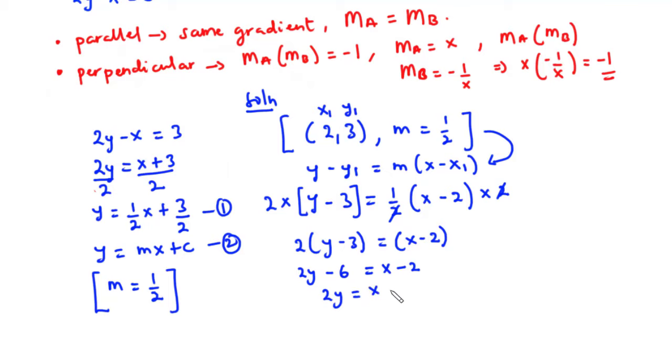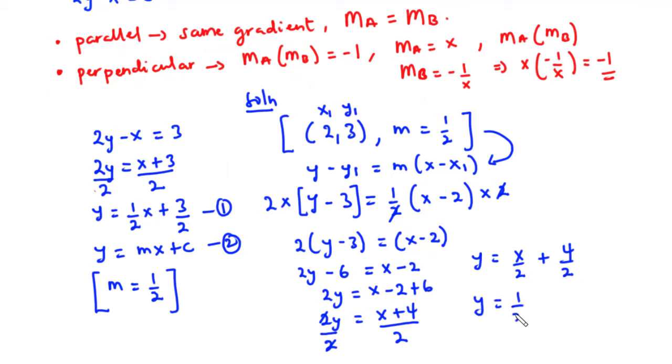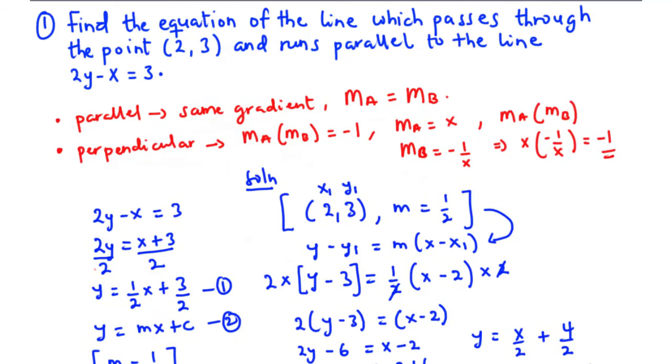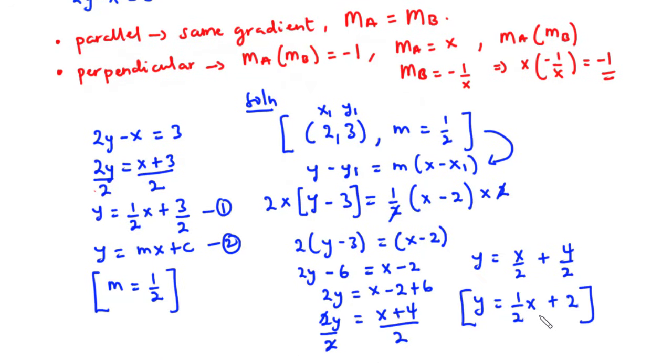So that becomes x minus 2 plus 6. We have 2y equals x, negative 2 plus 6 is 4. And then we divide through by 2, so that we have y equals x over 2 plus 4 over 2, which is the same as 1 over 2x plus 2. So the equation of the line that passes through the point (2, 3) and runs parallel with the line 2y minus x equals 3 is y equals 1 over 2x plus 2.